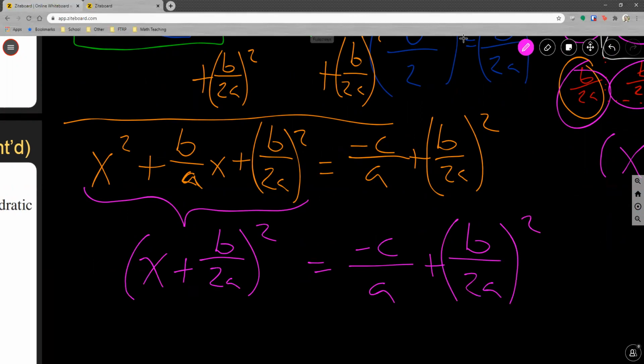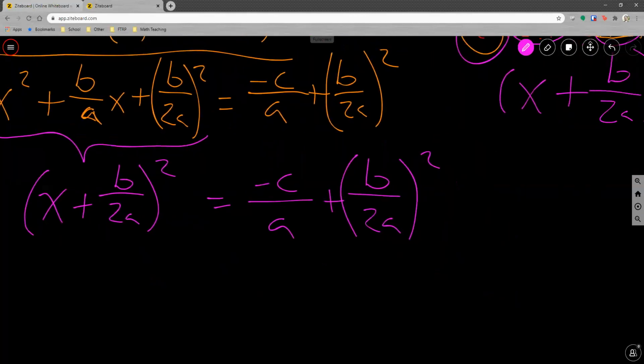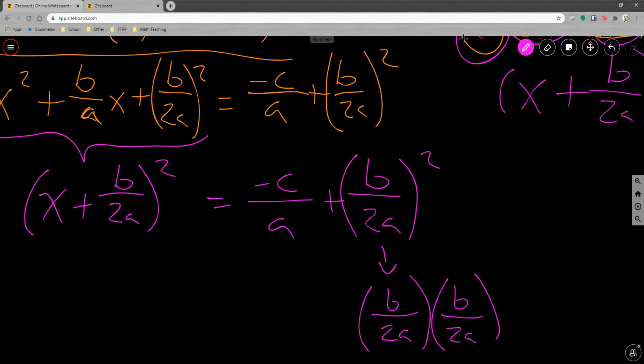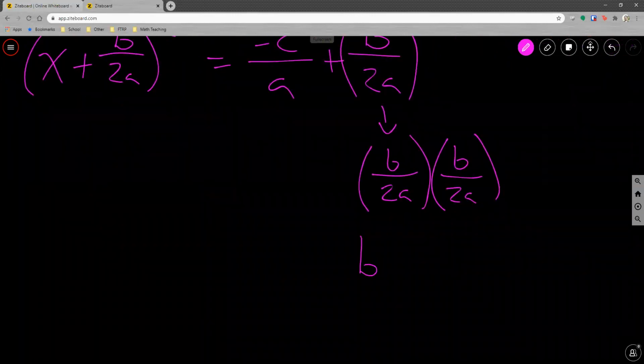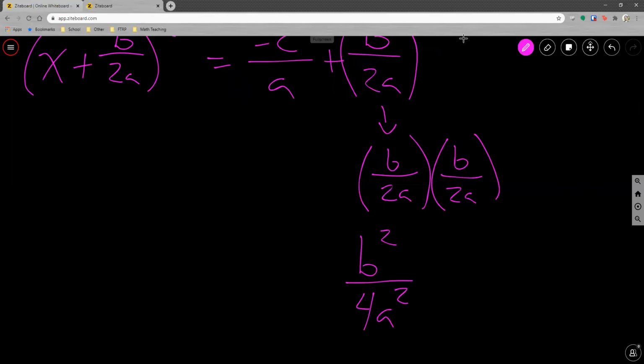Okay, so my next step, if I was solving a quadratic normally, would be to take the square root of the left and right sides to get rid of that perfect square on the left. But I've got to do some reconfiguring of the right side first. So first thing I'm going to do is multiply out (b over 2a) squared. Remember, that's just b over 2a times b over 2a. If I work that out, it becomes b squared over 2a times 2a, which is 4a squared.